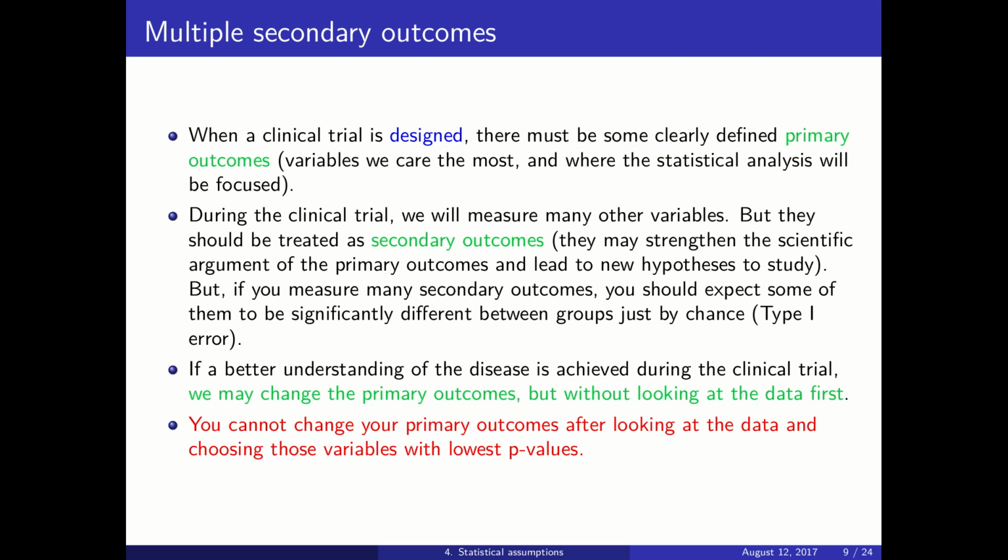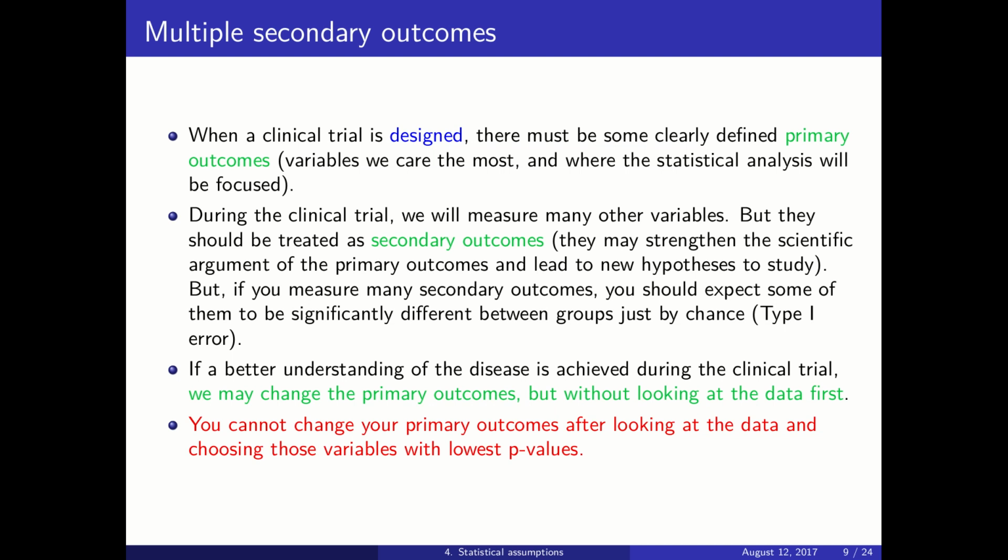You may change the primary outcomes if the research worldwide has advanced, and now there is a better understanding of how the disease progresses, and you know that now you should look at this other outcome as a biomarker of your disease. But you shouldn't take this decision after looking at the data and after looking at the variables with the lowest p-values.